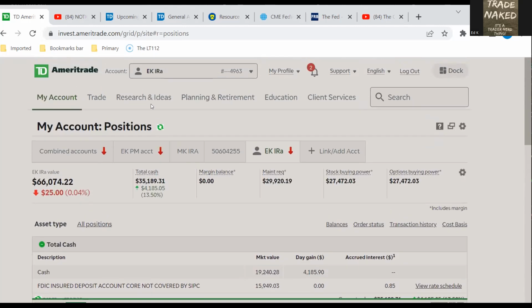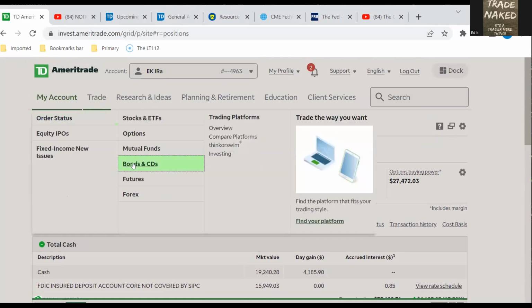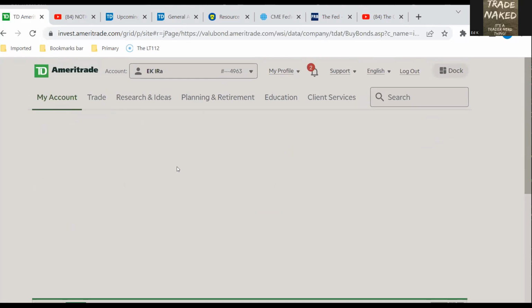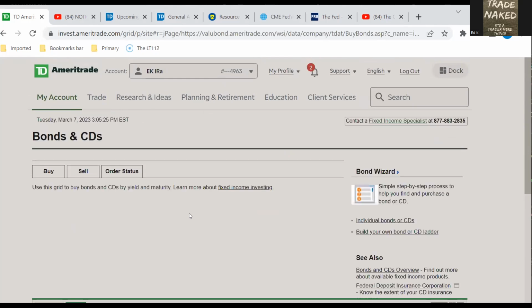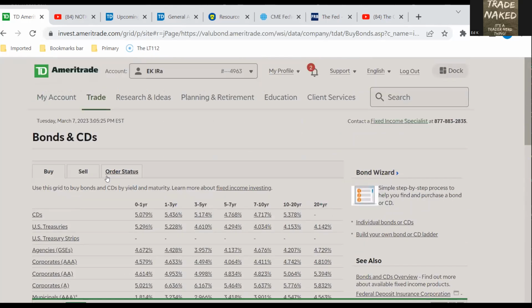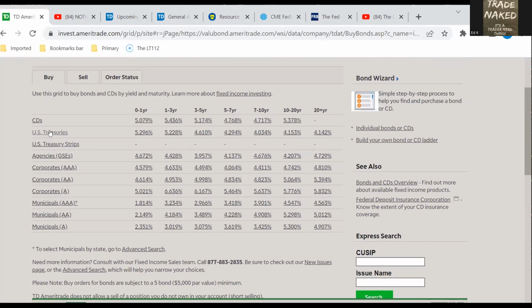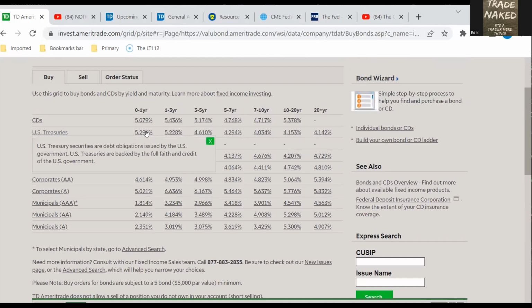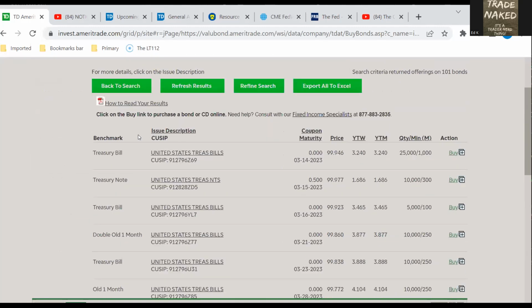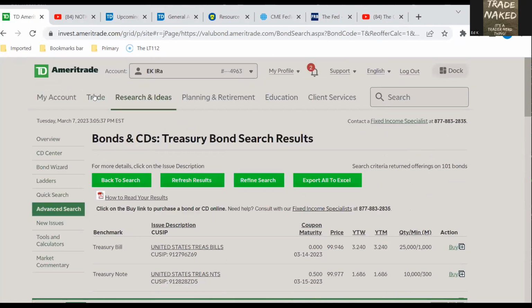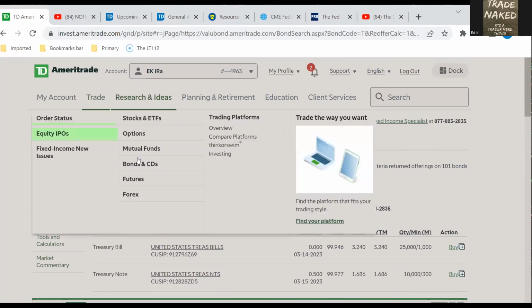So I'm going to go in and I'm going to purchase, because I already have one maturing in 7 days, and because I already have one maturing in 5 weeks, I want to space this one out a little bit. So I'm going to go in, and you basically just go to trade, bonds and CDs. There's different ways to get here. You can go to fixed income new. I like going here, trade, bonds and CDs.